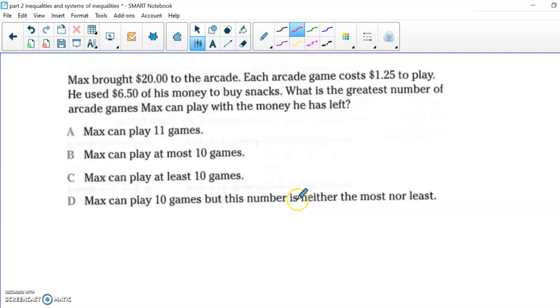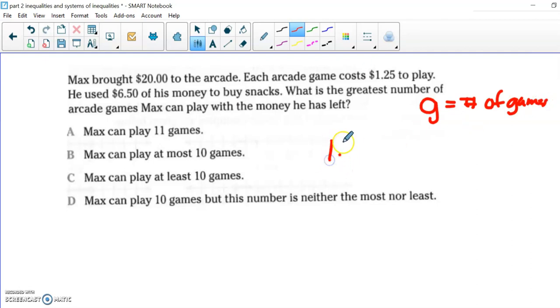All right, let's turn it into a word problem. It says Max brought $20 to the arcade. So that means he's allowed to spend his $20, but he can't spend more than his $20. So that means he's allowed to spend less than or equal to $20. It says he's going to spend $6.50 on snacks, sure, and then each arcade game costs $1.25. Okay, so we'll just call it G for games, okay? That'll be the number of games he's playing.